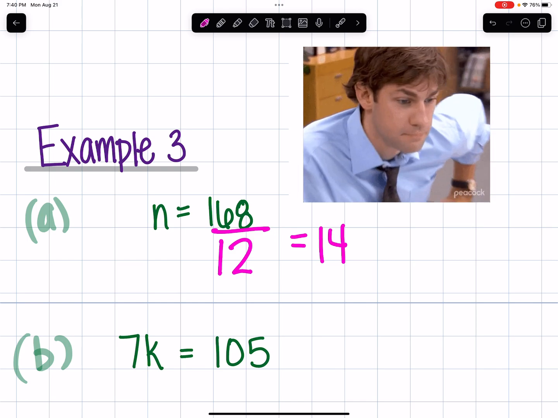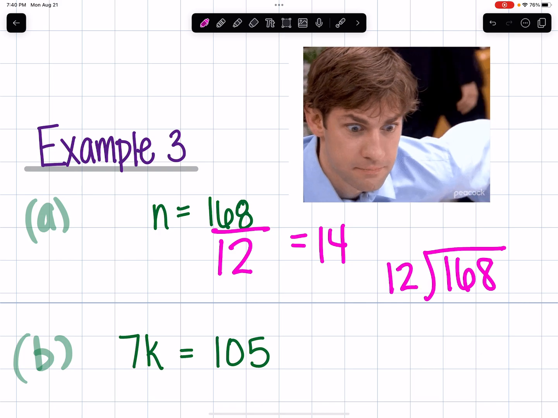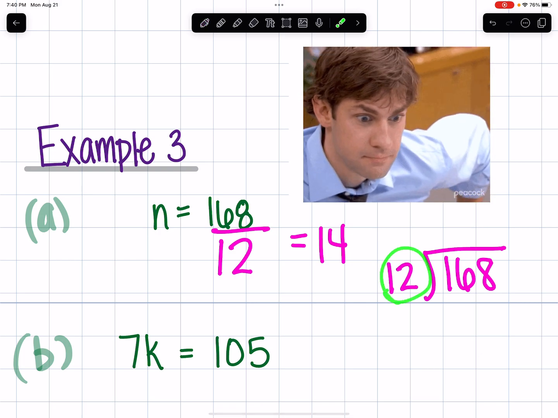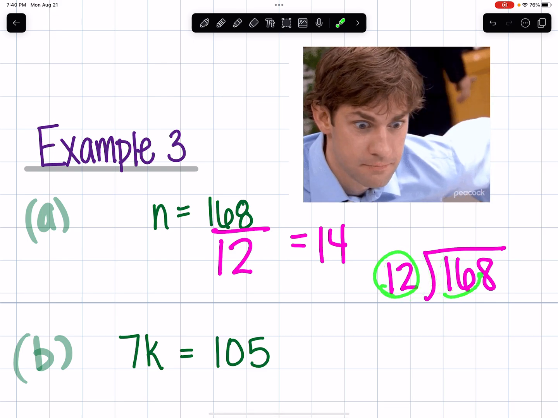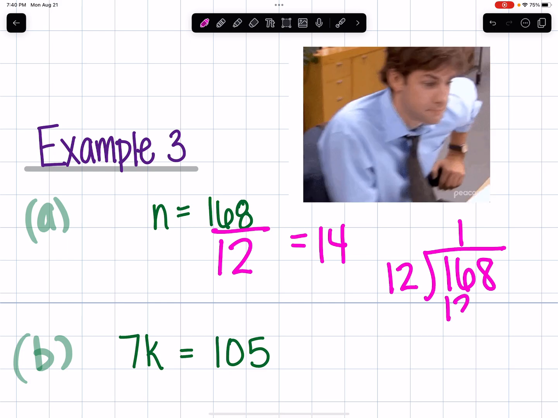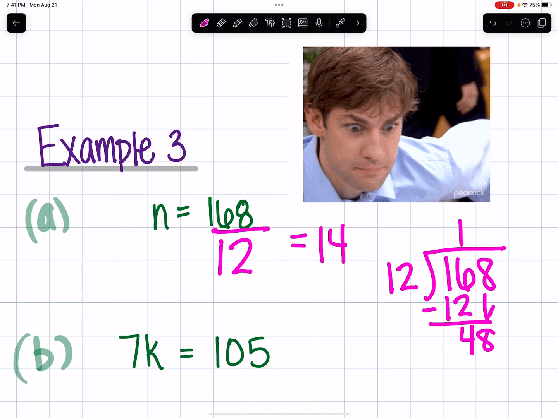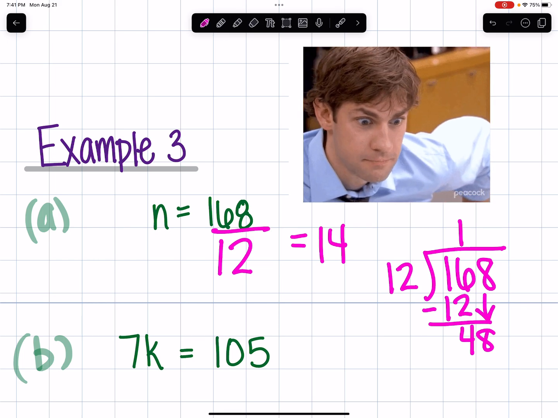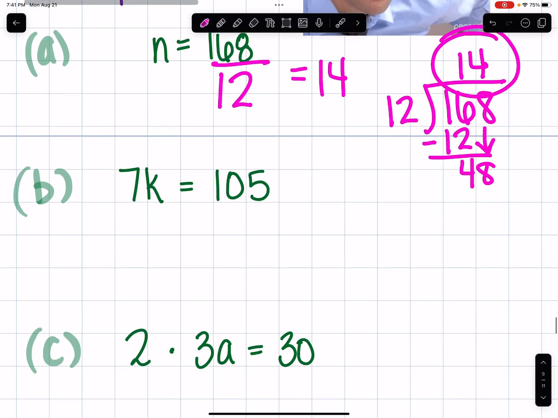Just do long division. You can skip ahead if you know how to do this already, but basically, how many times does 12 go into 1? 0. So how many times does 12 go into 16? It goes in once. 1 times 12 is 12, subtract, 16 minus 12 is 4, bring down that 8. How many times does 12 go into 48? 4 times. Got the same answer. All right, let's move on to B.